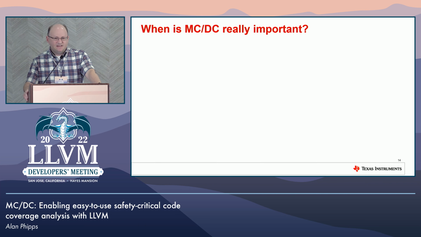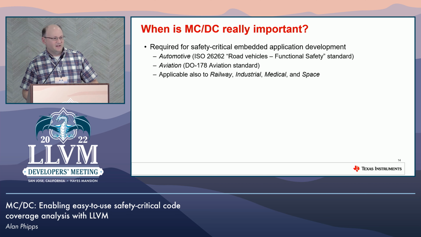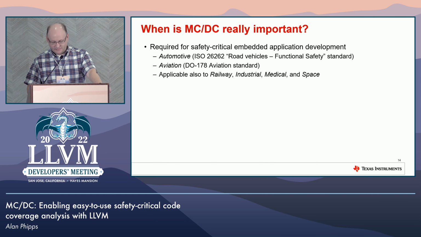So when is MCDC really important? Well, fundamentally, it's required by safety-critical embedded application development standards, right? So especially automotive and aviation, but it's also applicable to railway and industrial, medical, and space technology. So the sky is literally the limit here. A lot of people rely on MCDC because it's not the exhaustive full test path search that you think you might need to do, but it's a lot more comprehensive than just plain branch coverage by itself.